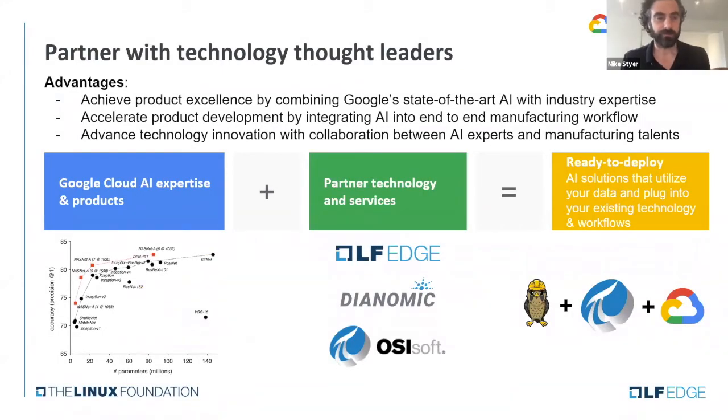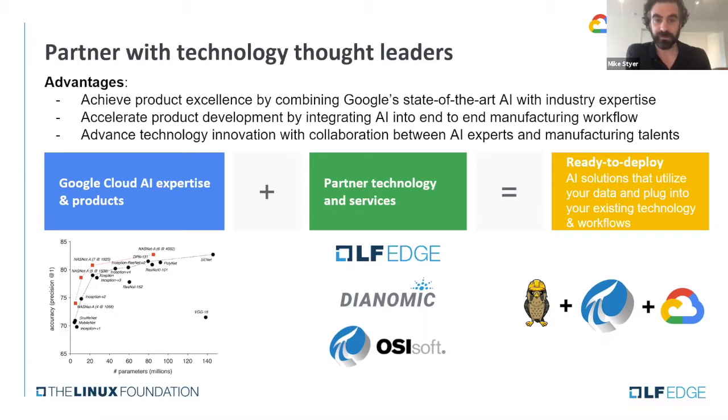That's where this comes in. We can bring in our AI expertise, our state-of-the-art technology and advances in artificial intelligence, moving from things like our optimization technology that we've worked with on DeepMind, to our AutoML, automatic no-code generation of AI models. We're working to integrate that into an end-to-end manufacturing workflow, and we can advance that technology innovation working with our AI experts on our side and the manufacturing subject matter experts that we're bringing through with our partners.